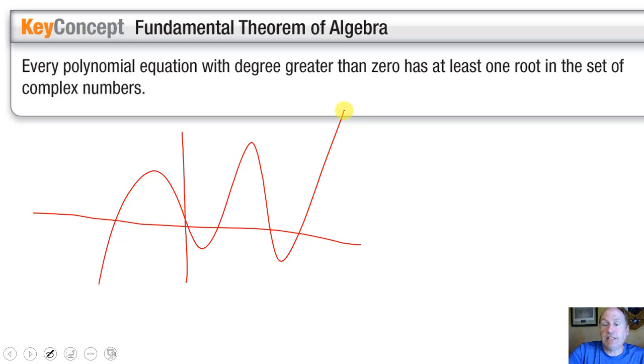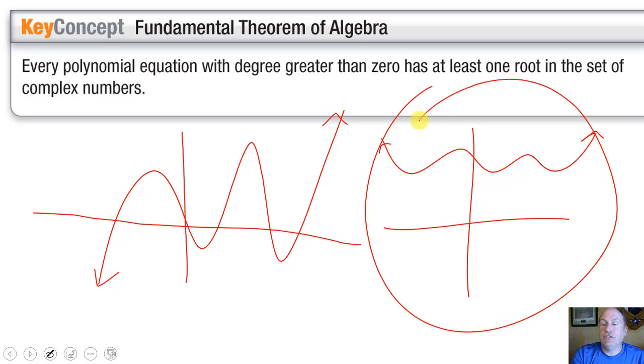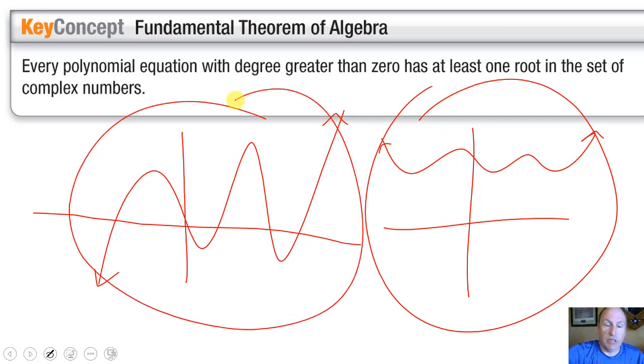Now it may never hit the x-axis. I'm going to draw one that doesn't ever hit the x-axis. It could be something like this. That is going to still have complex number or imaginary roots. The one on the left has certainly real roots and possibly some imaginary ones. The one on the right here has complex imaginary roots.